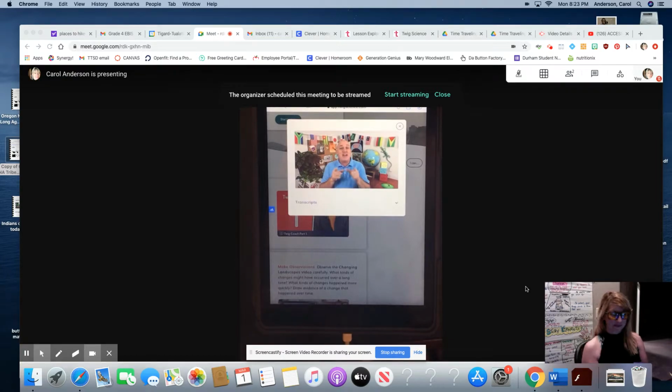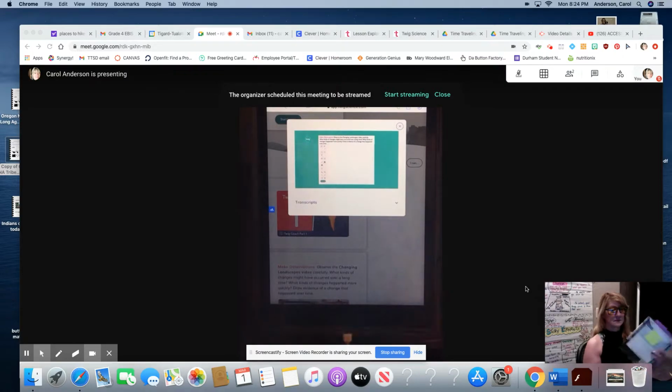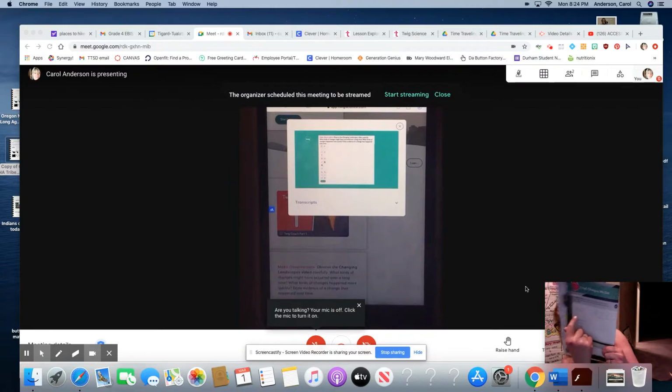That's our first challenge. Watch the Changing Landscapes video carefully and look for evidence of changes over time. Complete the Make Observations section in your TWIG book by drawing evidence of one change from the video. Try to write a few sentences about the change, what caused it to occur, and whether it happened over a short or long time.